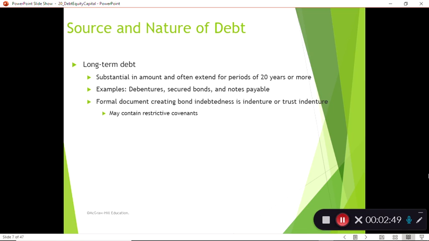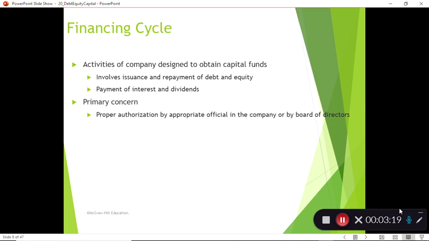And there usually are some formal documents, whether it's a mortgage or a debt contract. And we'll talk about these restrictive covenants here in a little bit, but these are essentially things that help make sure that the company or individuals that are loaning the money are going to have some protections that they'll be paid back, right?